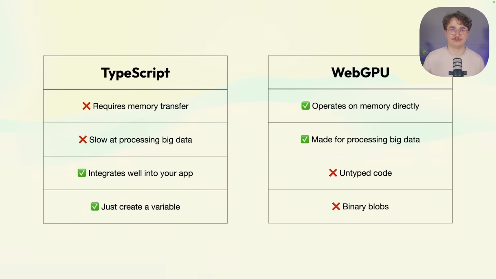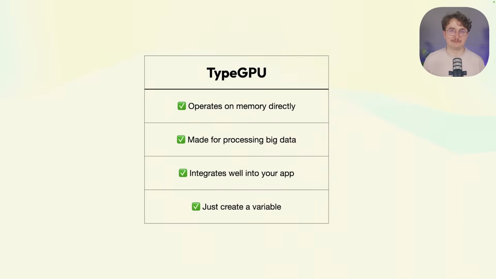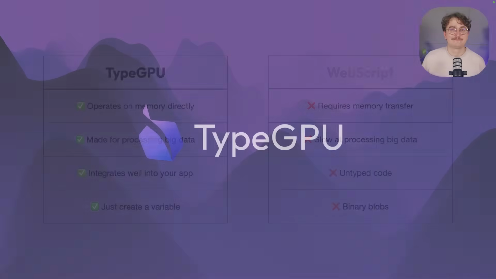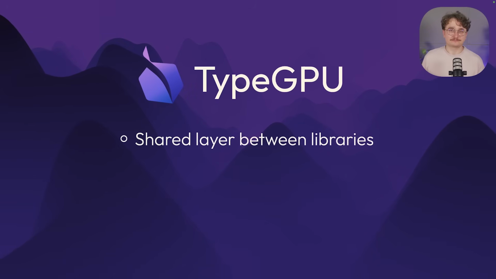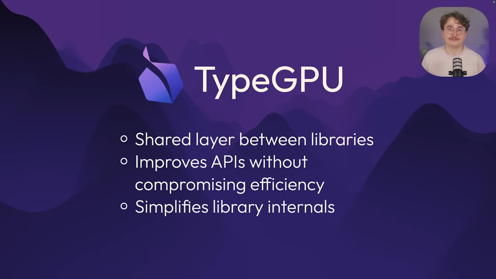So what if we just shuffle some things around, connect some words together? What if we could just create one library that does it all, and have all the bad characteristics shoved into some other project, web script or something? So this is what TypeGPU is aiming to solve. It's a shared layer between libraries. It improves APIs without compromising efficiency, and it simplifies library internals.